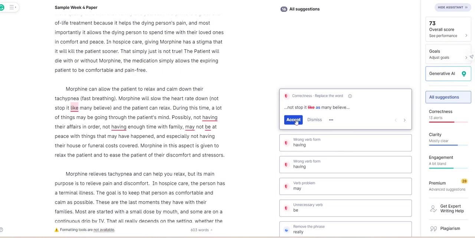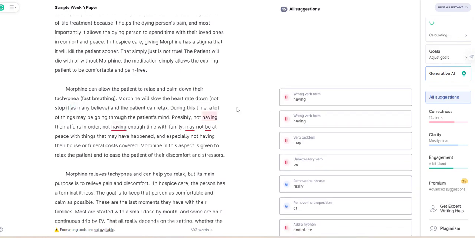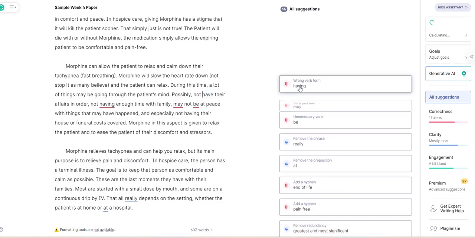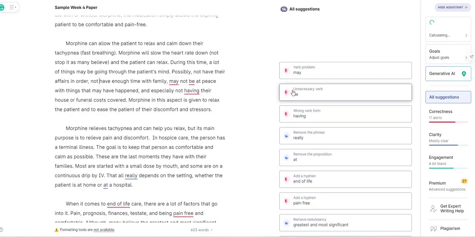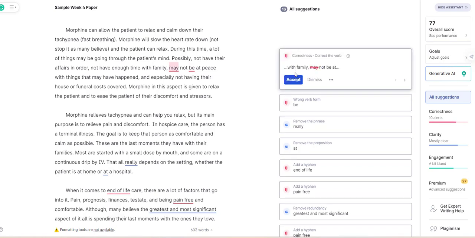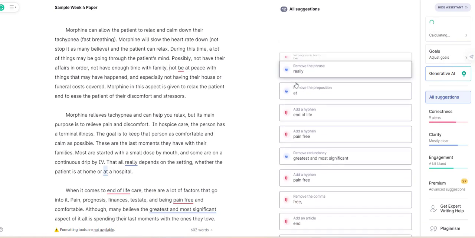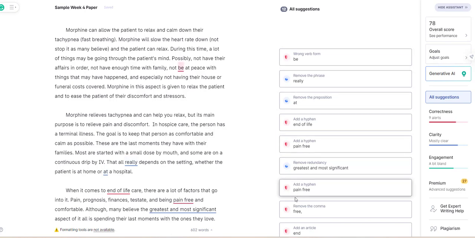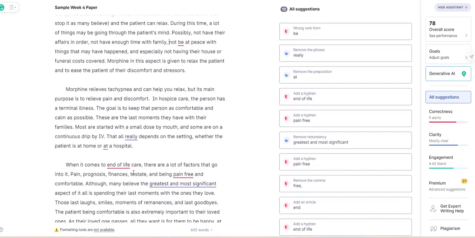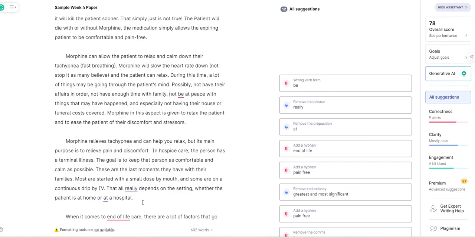So here you would press, basically you go down the list, you know, "having," and you press this, and you just go down the list and press accept for the most part, okay? And after you finish pressing accept, I'm doing it really fast, all of these red things will disappear.